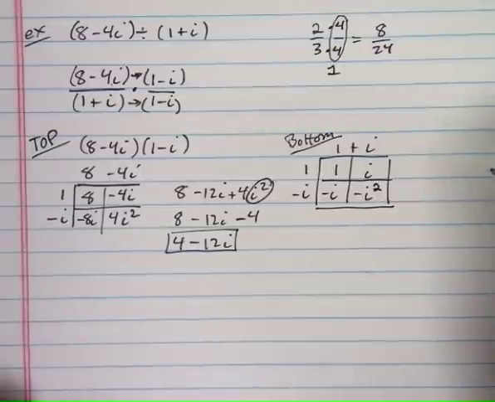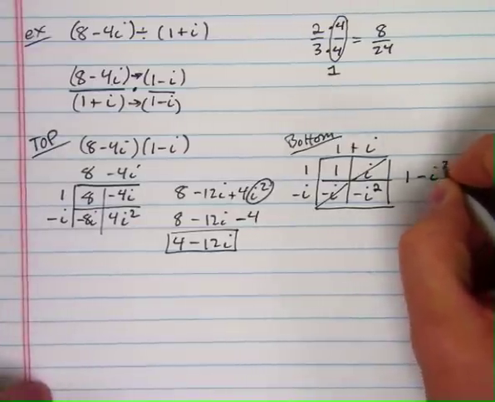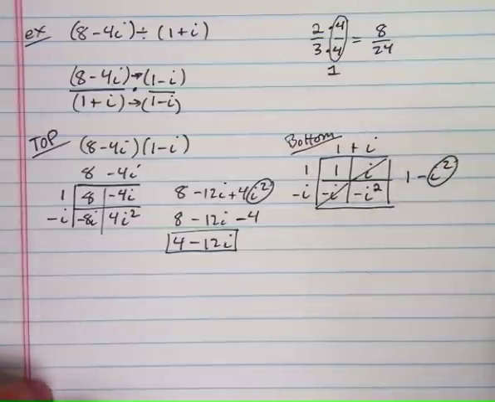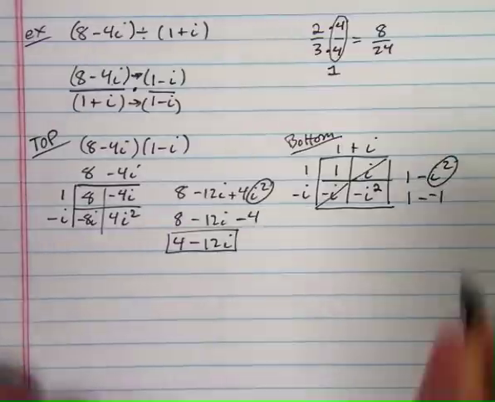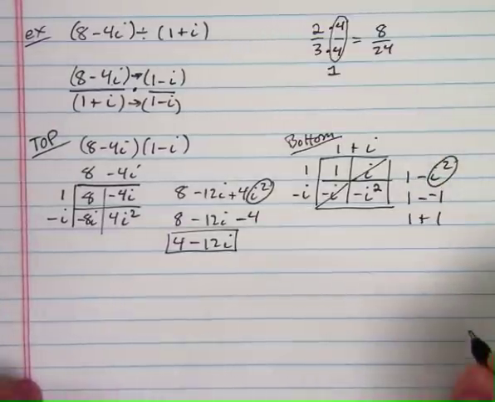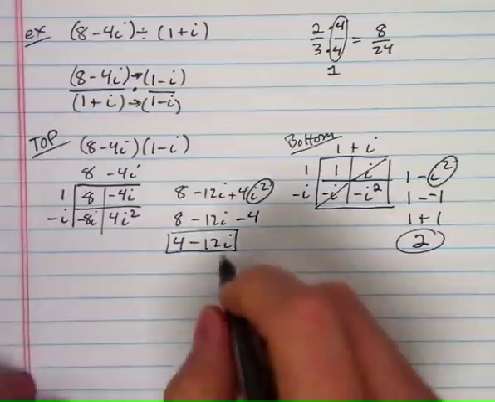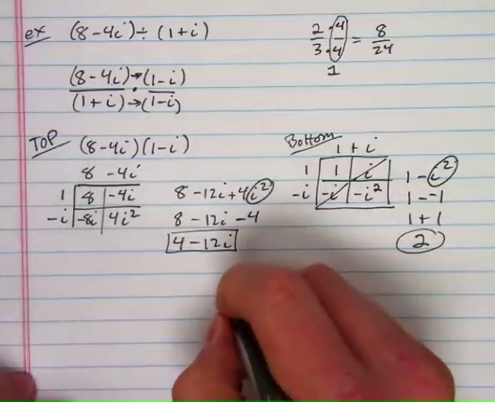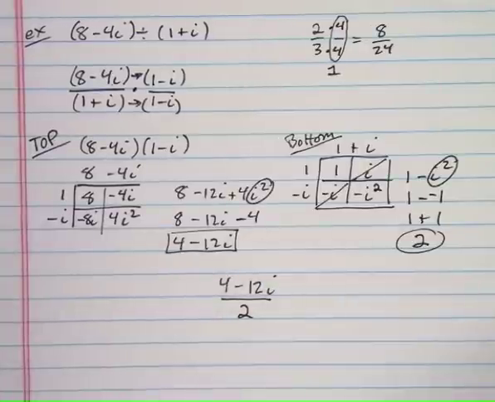Now the thing you'll find on the bottom is that these two cancel. They're opposites. So all I have is 1 minus i squared. And remember, i squared is negative 1. So this is 1 minus a negative 1, which really is just 1 plus 1. So that would be 2. So we have to take the top and put it over the bottom, that would be 4 minus 12i all over 2.